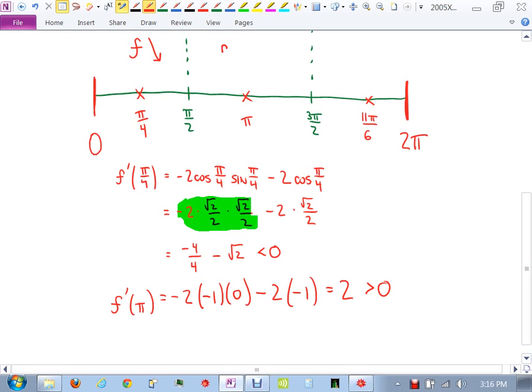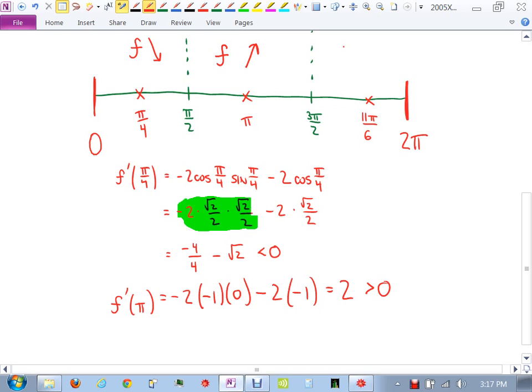So my function is going up over here. Now I'm not going to test the last one, 11 pi over 6. You could do that yourself. What you would determine, I think, hold on. Let's see. In the fourth quadrant, sine is negative and cosine is positive, so I'll have a negative 2 times a negative times a negative. That'll be negative. So I don't know for sure what's going to happen. Did I say fourth quadrant? Yeah, 11 pi over 6 is in the fourth quadrant.